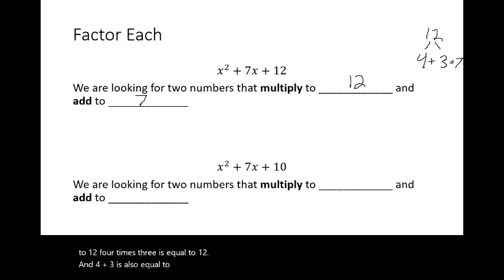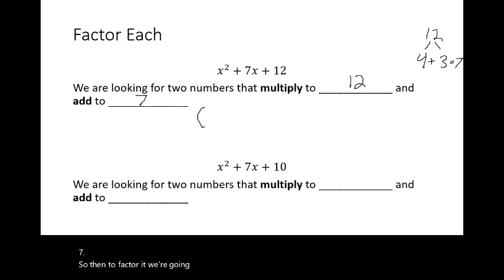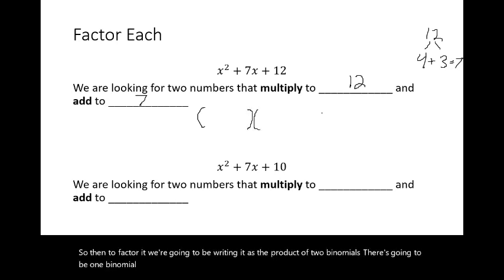So 4 and 3 are two numbers that multiply to 12 and add up to 7. So then, to factor it, we're going to be writing it as the product of two binomials. So there's going to be one binomial here and one binomial here.